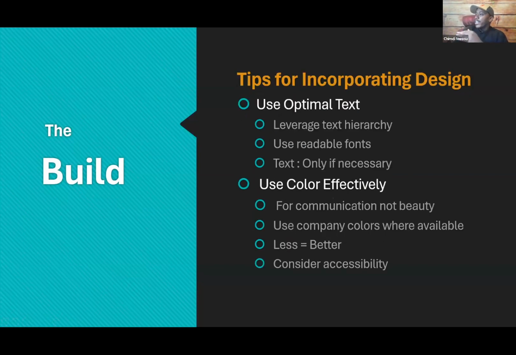Other things we can do is to use optimal text. So optimal text is basically what we can say is, quote unquote, the right amount of text. But realistically, there is no right amount of text. I say use the amount of text that is needed without overwhelming. So what does that mean? How can we use this? We can leverage text hierarchy.